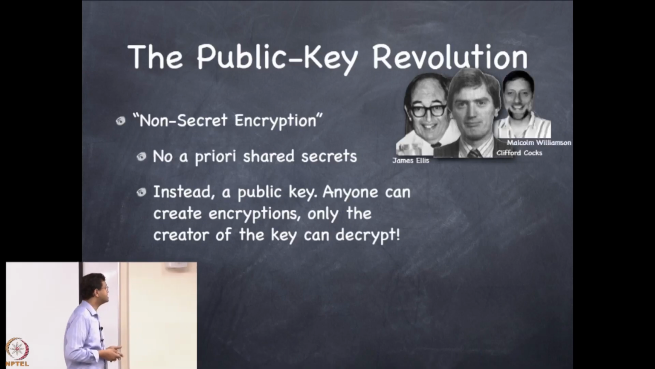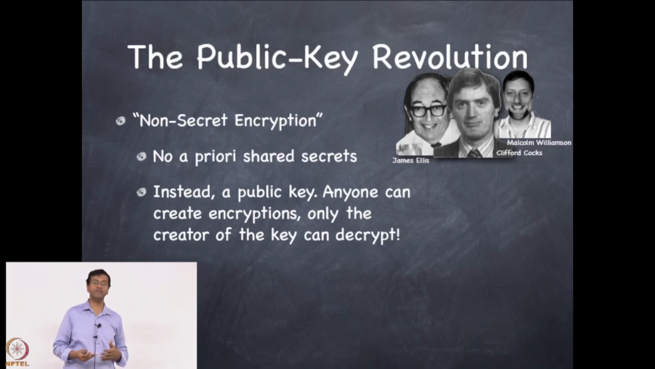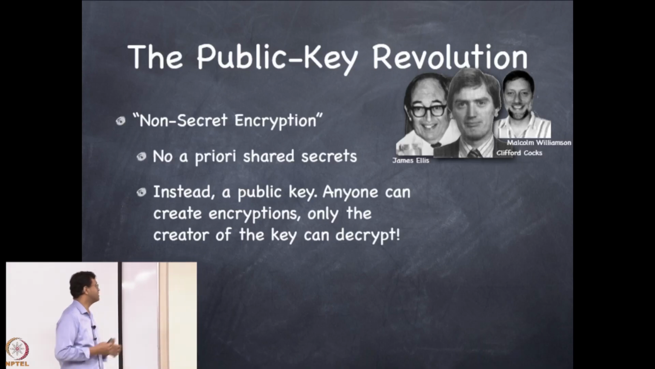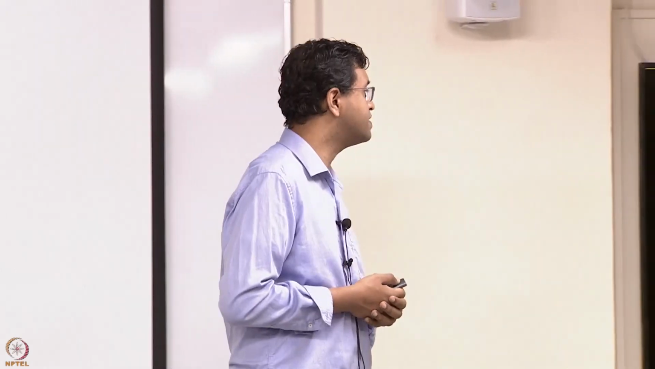A few years later, again at GCHQ, another mathematician, Malcolm Williamson, came up with another scheme, which we know as the Diffie-Hellman idea, or the Diffie-Hellman key exchange. That is also not published. But all of this was, after a few years, rediscovered in the open literature. The people you see here are Merkle, Hellman, and Diffie. Diffie and Hellman published a paper. Merkle, a student of Hellman, also had similar ideas, not exactly what Diffie and Hellman did, but other things.